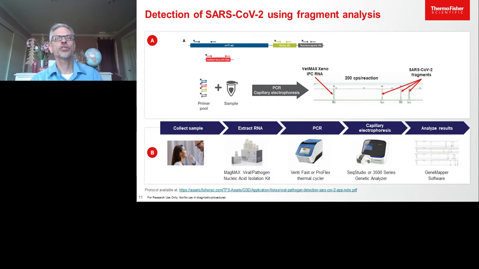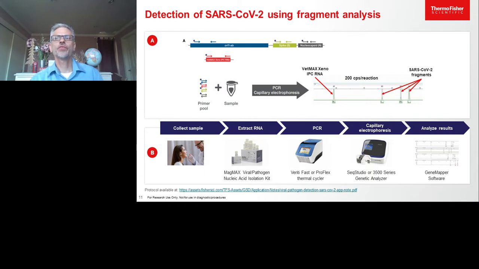And then after RNA extraction, an RT-PCR step is performed with fluorescently labeled primers. And at the end of this, the fluorescently labeled fragments that have been amplified are identified on the CE. And the size of the fragment and the color of the fragment encodes data about which amplicon is being detected. And the data can be analyzed via software such as GeneMapper from Thermo Fisher.